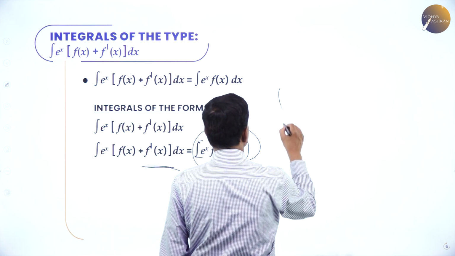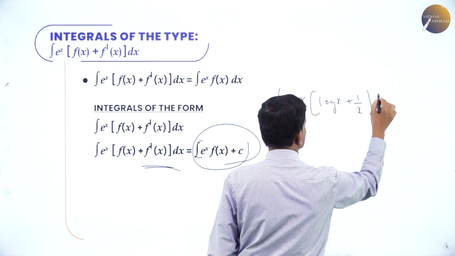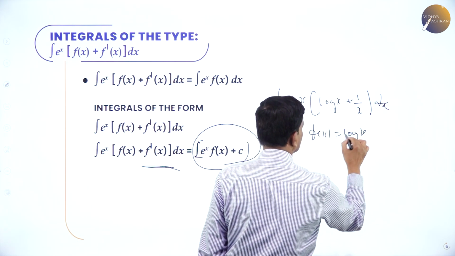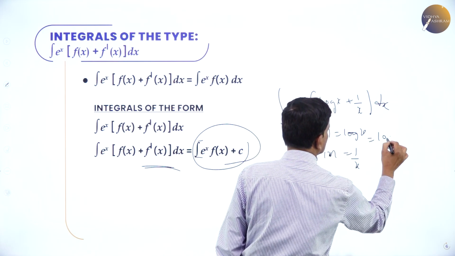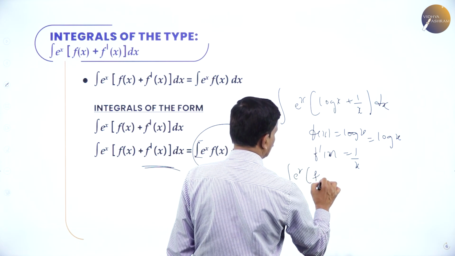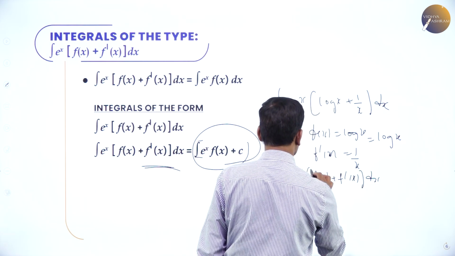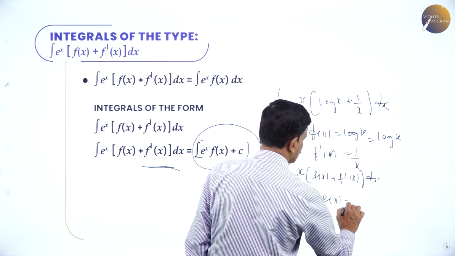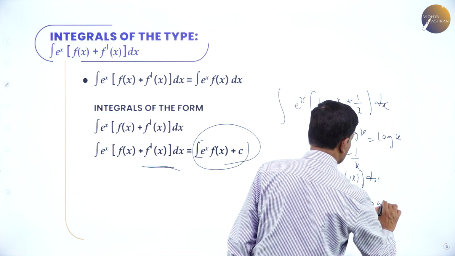For example, integral e power x into log x plus 1 over x dx. Now here f of x is equal to log x, and the differentiation of log x is 1 over x, right? This is of the form integral e to the power of x into f of x plus f dash of x. What is this equal to? So e power x into f of x plus f dash x dx is equal to e power x into f of x, that is e to the power of x into, what is f of x? f of x is log x, plus c. That's it.